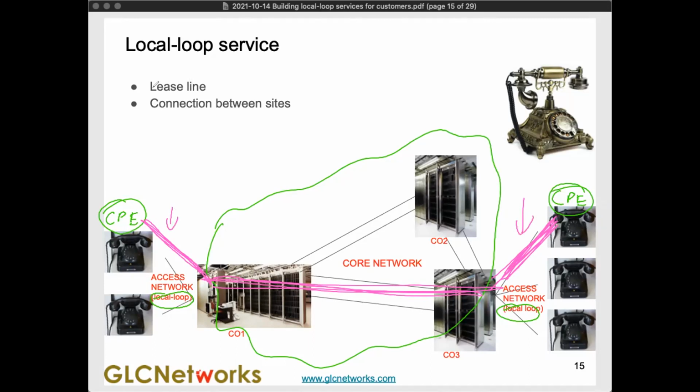Some call it a leased line. The thing is, you want to connect between sites. This is office number 1, and this is office number 2. They are in the same company, but they have different offices, and they want to connect the offices in a cheaper way. They could say, okay, I want to connect Office 1 and Office 2, so I will lay down a cable directly by myself.